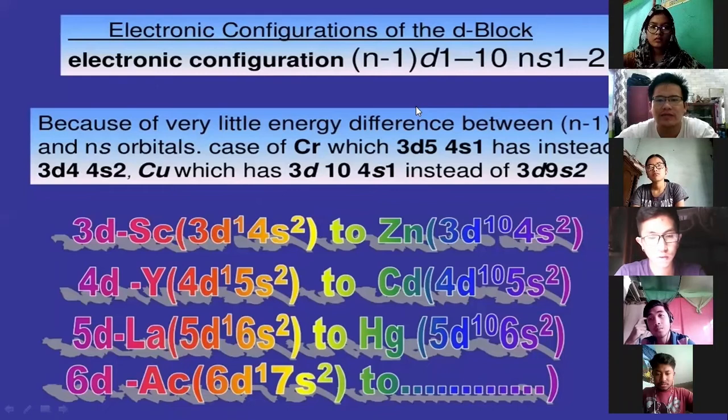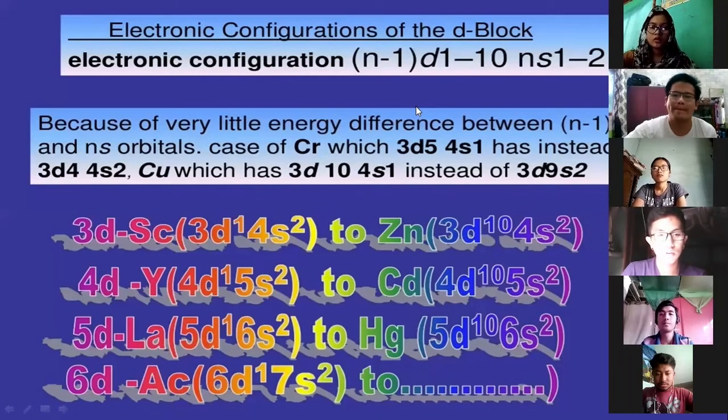The general electronic configuration of the D block elements is (n-1)d 1 to 10, ns 1 to 2. What is this n? This is the principal quantum number. The outermost principal quantum number n is the valence shell. Then n-1 is the penultimate shell, the d orbitals. So the general electronic configuration is (n-1)d 1 to 10, ns 1 to 2.